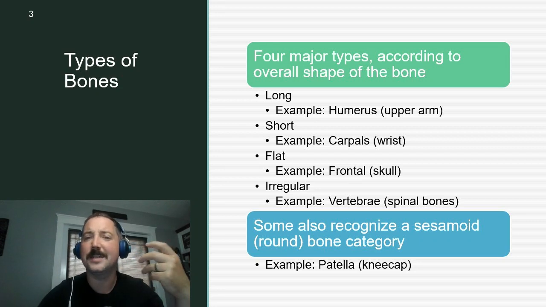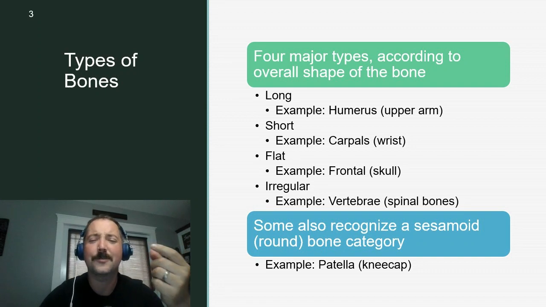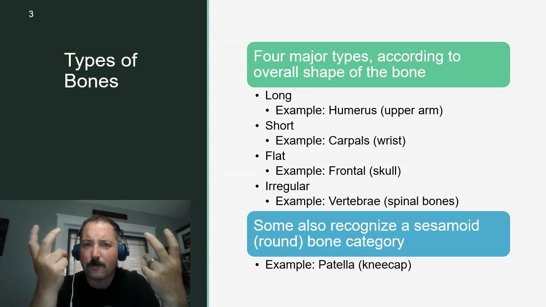Last bone is the irregular bone. These bones really don't fit into any other category. They're just an odd shape. For example, your vertebrae. They're the bones in your back, and they will be irregularly shaped bones.